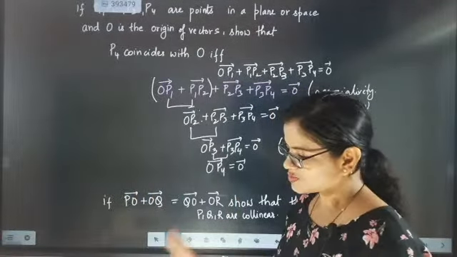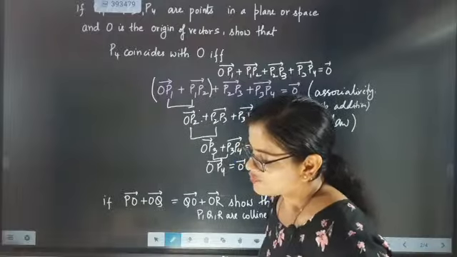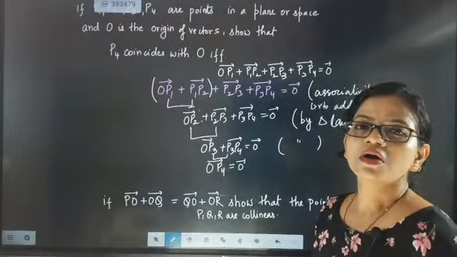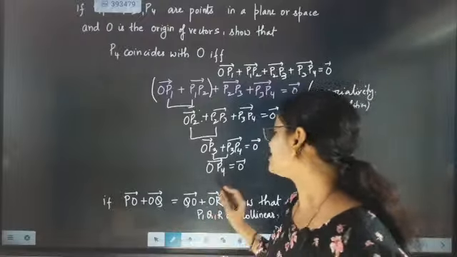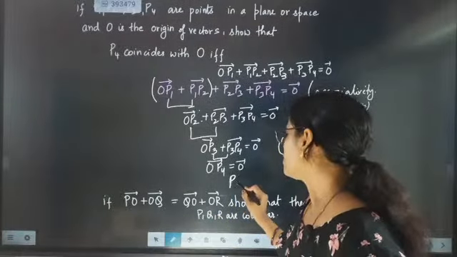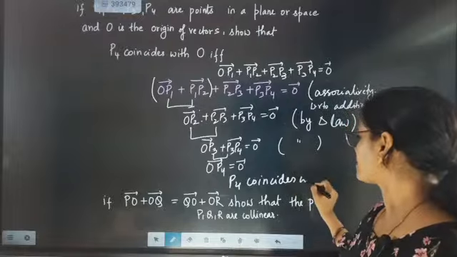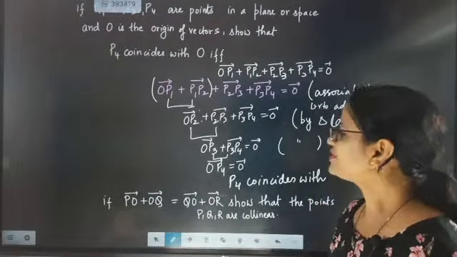Okay, so just one small thing I have done. So that means P4 coincides with the O vector. So once you are getting this one equal to the null vector, it is exactly telling that P4 coincides with O.